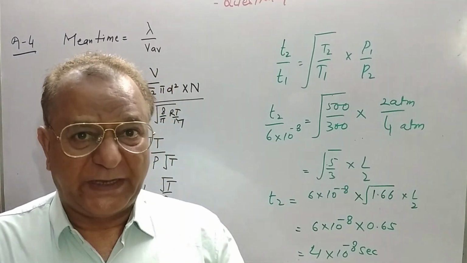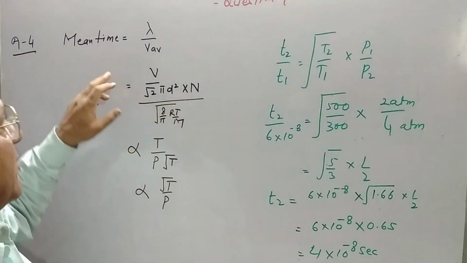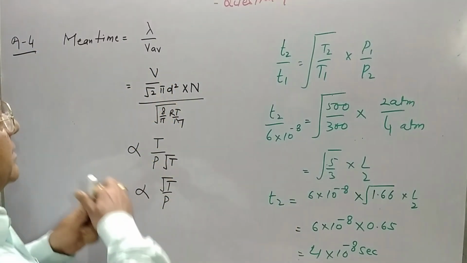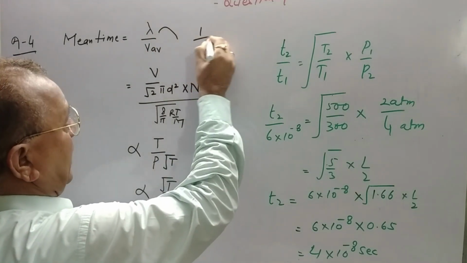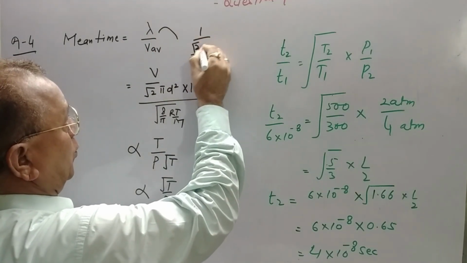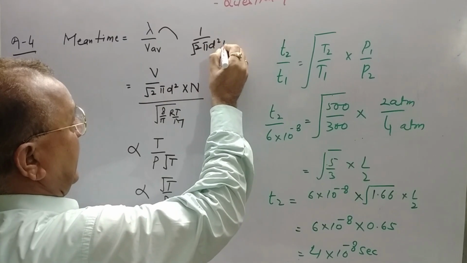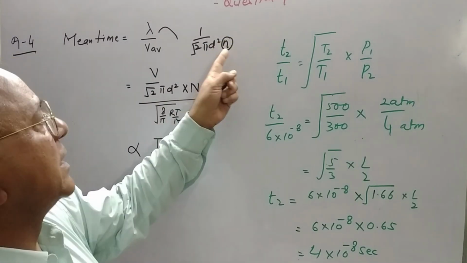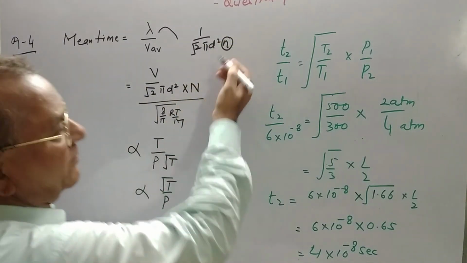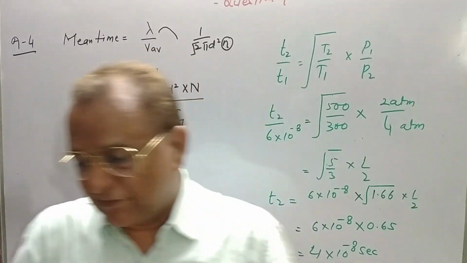You should not lose your patience. It's a very simple formula. Lambda is 1 upon root 2 pi d square n. This is number density. You can calculate this because PV is equal to nRT.